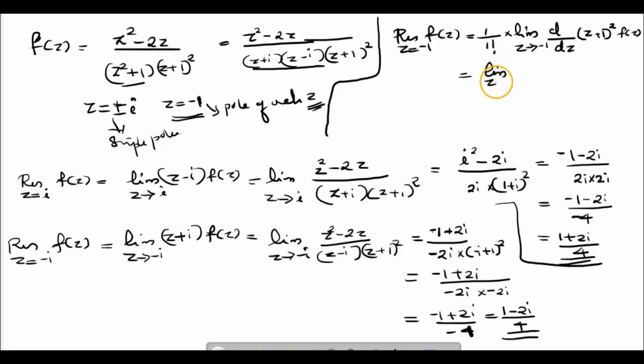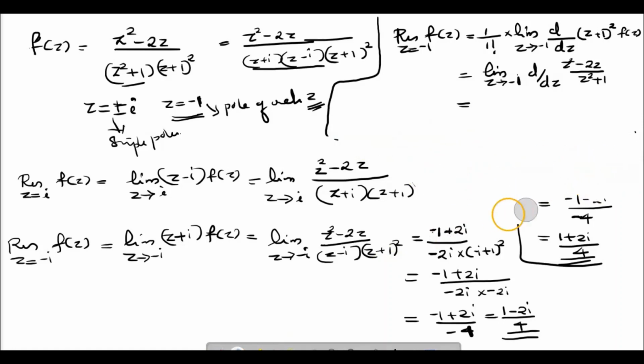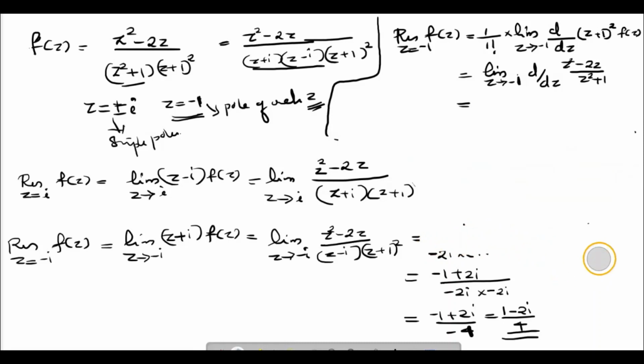So the limit as z tends to minus 1 of d by dz of (z plus 1) all square into f(z) is (z square minus 2z) divided by (z square plus 1). I am writing z square plus 1 instead of (z plus i) into (z minus i). Now find the derivative of (z square minus 2z) divided by (z square plus 1).